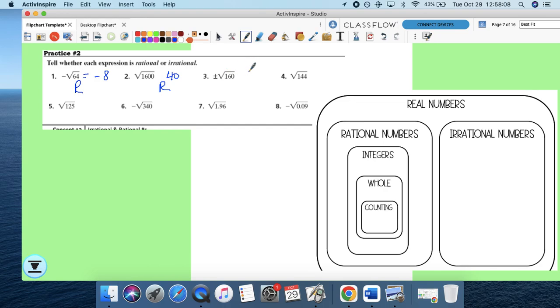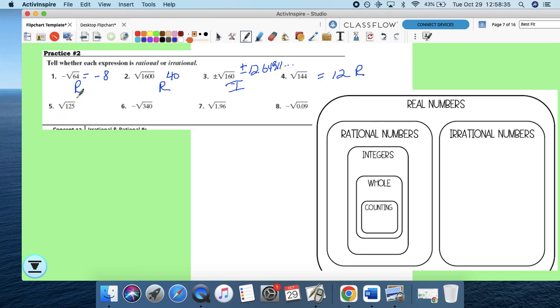Plus or minus square root of 160. First of all, square root of 160 is, let me write that, plus or minus 12.64911... So a decimal that goes forever and ever, does not repeat, therefore irrational. Square root of 144 is just 12, so that makes it rational. Square root of 125, that goes on forever and ever.